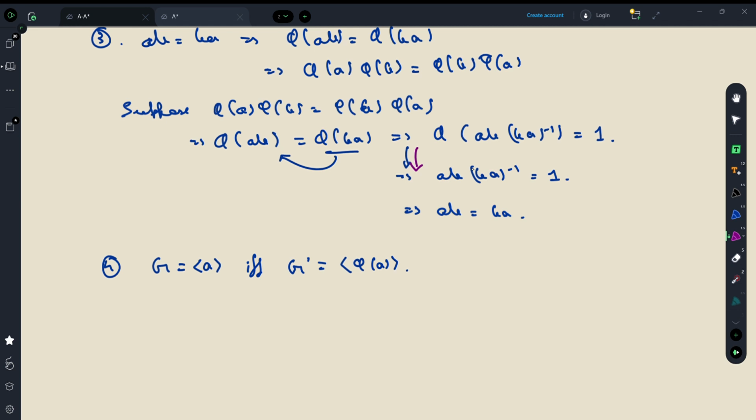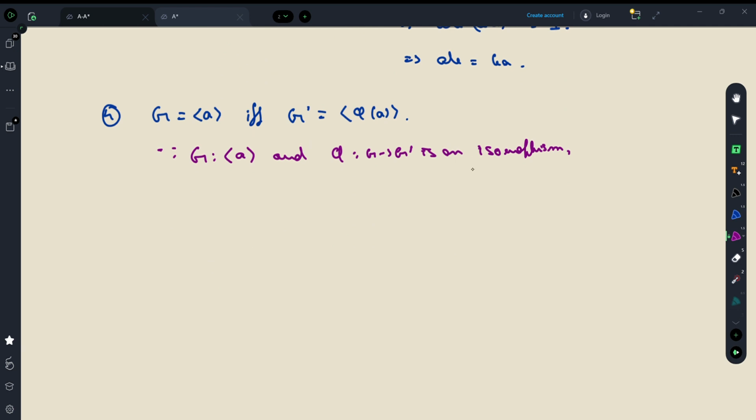which we can actually do, because since G is a cyclic group generated by a, and phi from G to G' is an isomorphism, therefore phi of a obviously belongs to G', right? So this means by closure, the cyclic group generated by phi of a is contained in G', right?